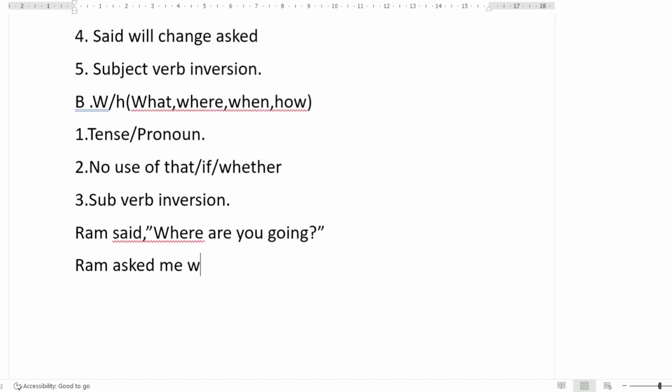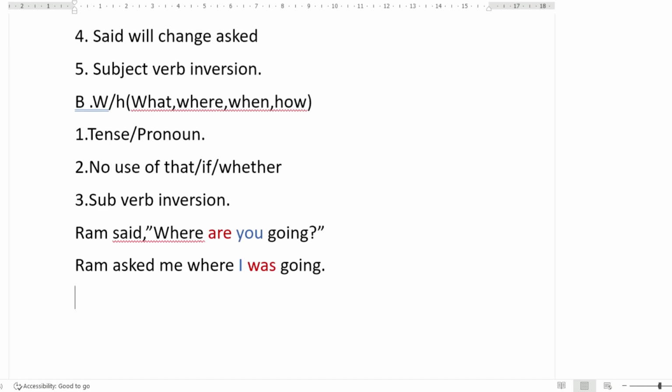Ram asked me where. Now again, as you can see, the verb has come before the subject, that is you. I don't know to whom he was talking, so I will take it as me. So this you is I. So, where I was going. I have to remember the tense will change. So with I, we write was in past tense. So he asked me where I was going. Okay, so this is about WH questions.